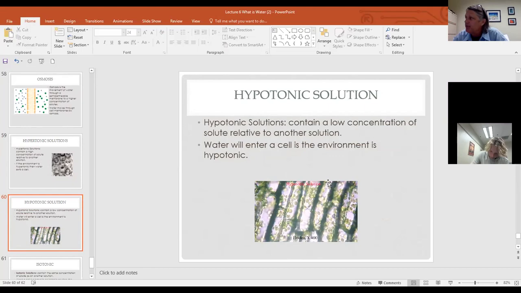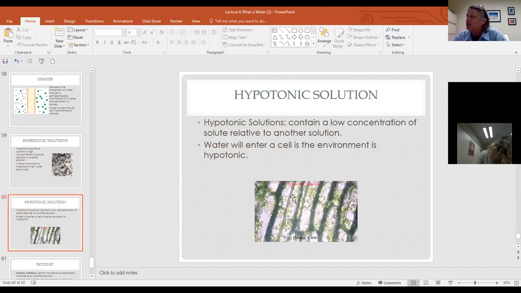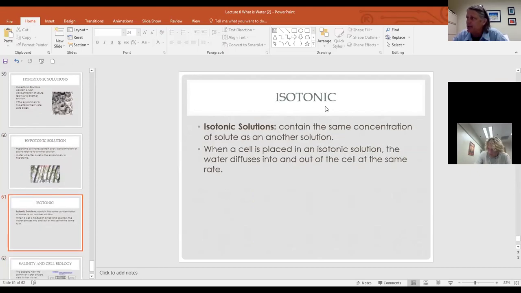So here, notice the cells are bloated and puffing up because the solution is hypotonic and the water is being forced in. So they shrink in a hypertonic solution and they overflow with water in a hypotonic solution. Point being that all organisms try to be isotonic, have the same concentration as their surroundings. So an example of that would be, say, a salmon.